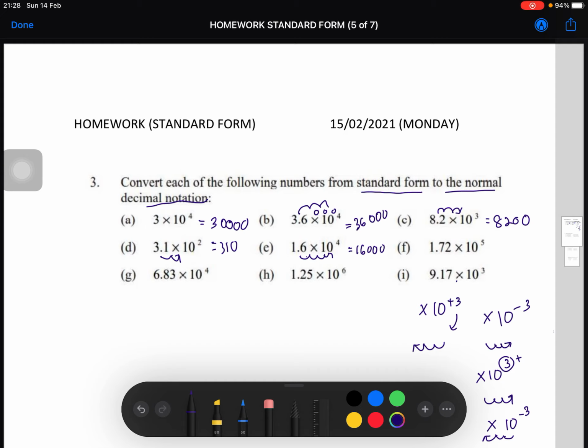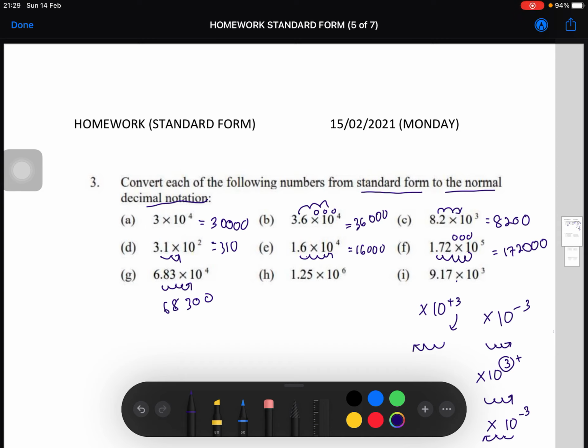Okay, for F, we move to the right. How many times? 5 times. The answer is 172000. Okay, G. Times 10 to the power of positive 4. That means we move to the right 4 times. The answer is 68300.